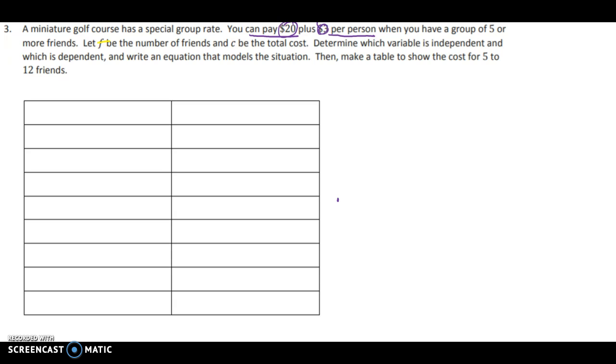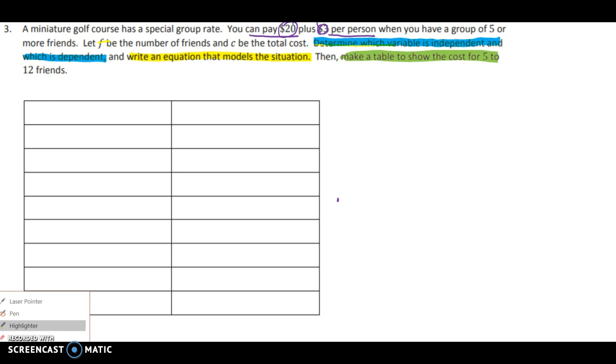The next thing that we need to do is highlight what the question is asking. First, it asks us to determine which is the independent and the dependent variable. The next thing that it's telling us to do is write the equation that models the situation. And then finally, we need to make the table for the cost of 5 to 12 friends. Right there, they tell us what to put in the independent variable section of our table.